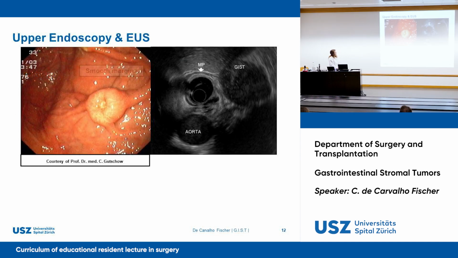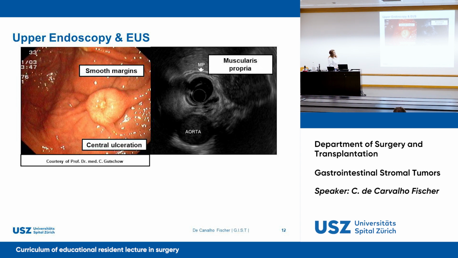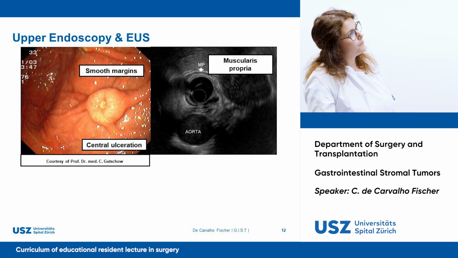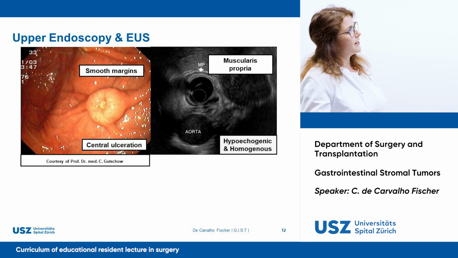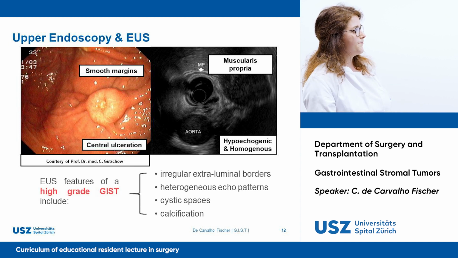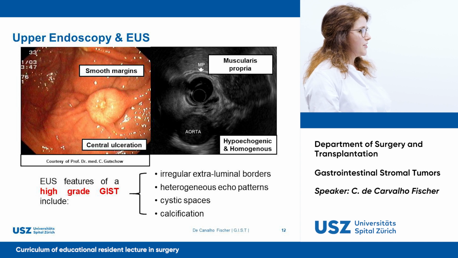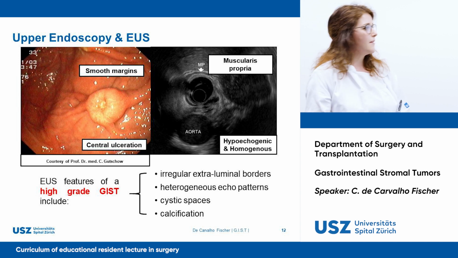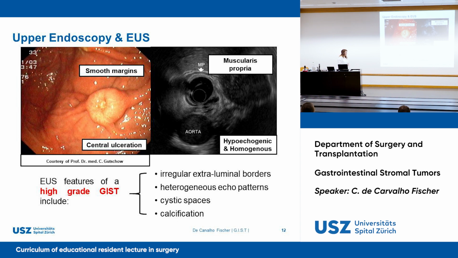So in our endoscopy, our GIST may present as a submucosal tumor with smooth margins and a central ulceration. This is called a belly button appearance. In the ultrasound, we might see a submucosal hypoechogenic and homogeneous mass that comes from the muscularis propria layer. Features of a high-grade GIST include calcification, cystic spaces, heterogeneous patterns, and irregular borders.